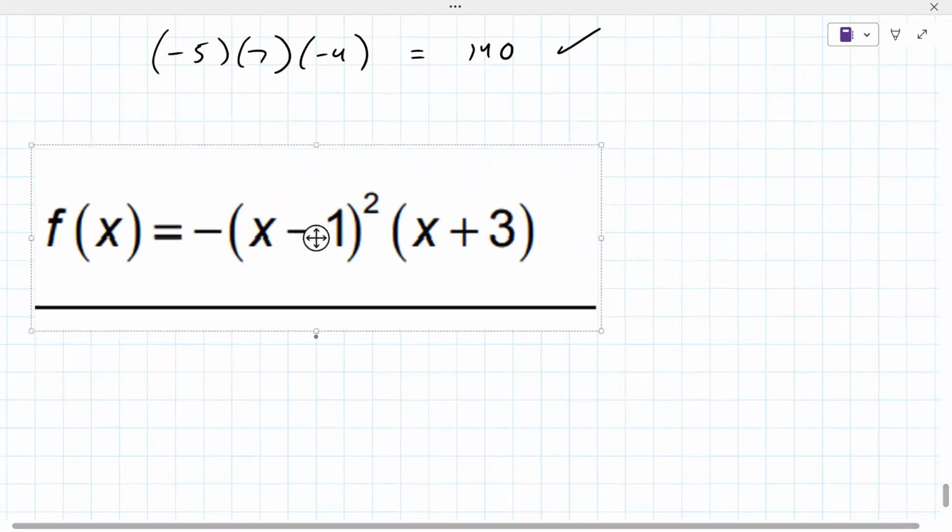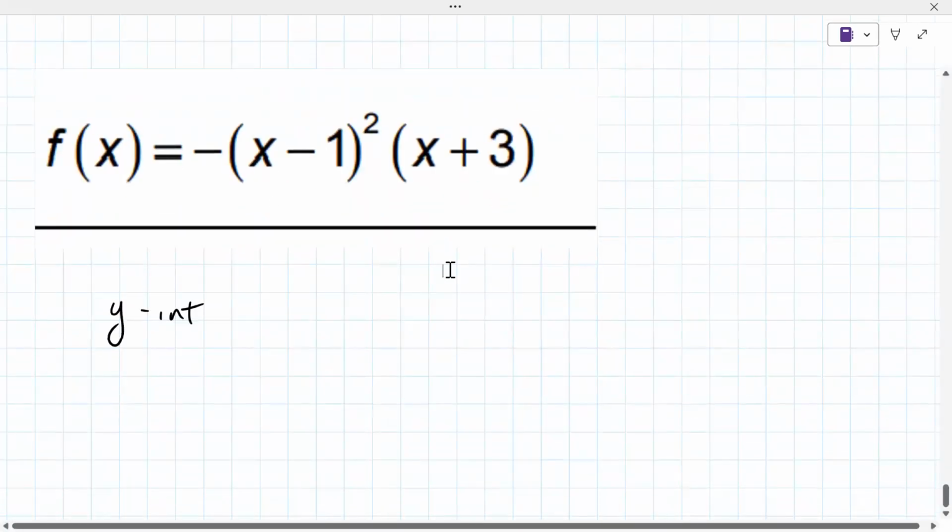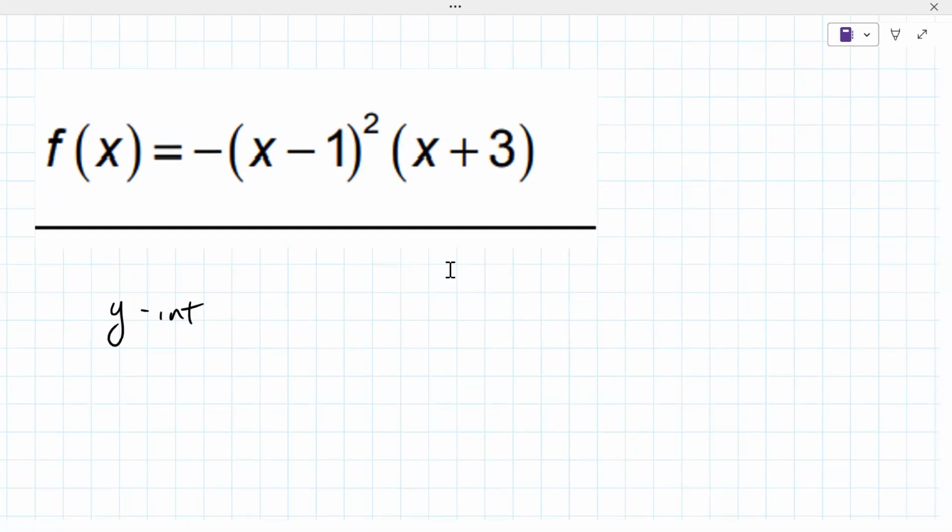Okay, one more here. Could you define the y-intercept for us, please? Be careful with your signs. Let's see. -1, 1. So 3.